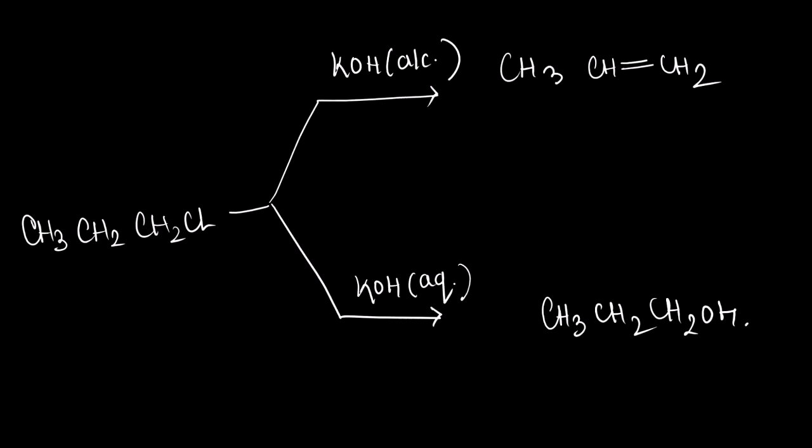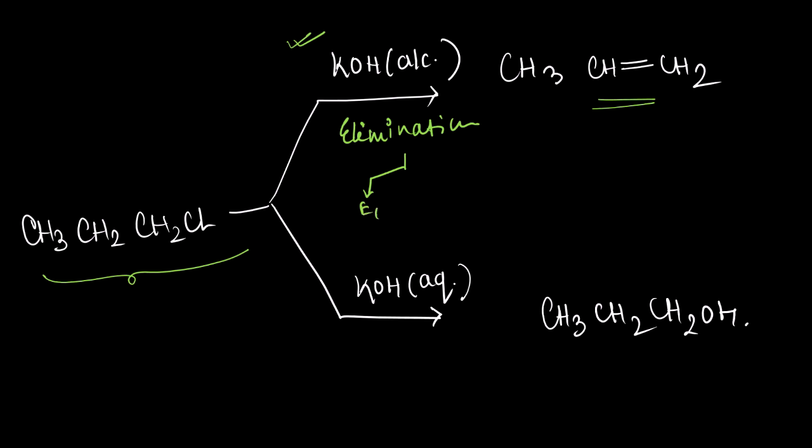Next we have another important reaction. I have taken one example, propyl chloride. I have added alcoholic potassium hydroxide here. Propene will form. The reaction pathway will be elimination, and in that pathway the reaction can be of E1 type or E2 type depending upon the nature of the substrate. And if we are using aqueous potassium hydroxide, then the reaction will be a substitution type of reaction. Here propanol will form, and this also can be SN1 or SN2 depending upon the nature of the substrate.